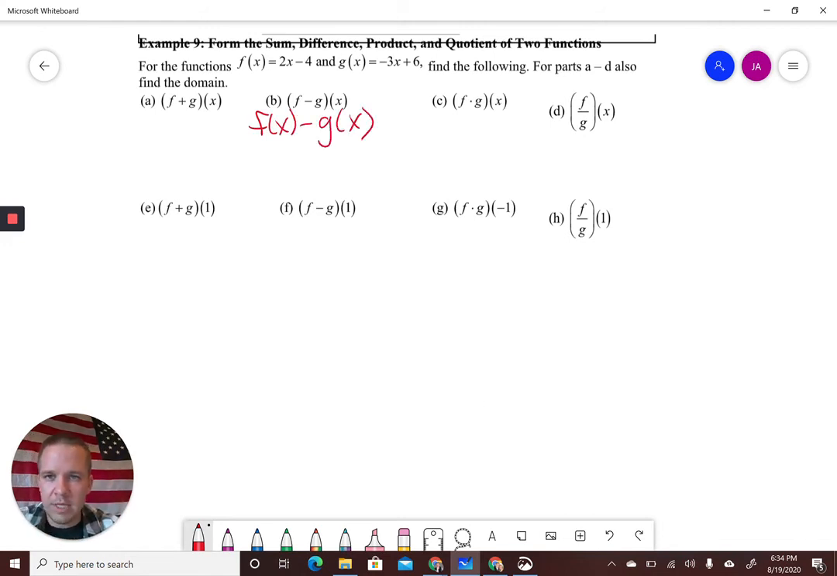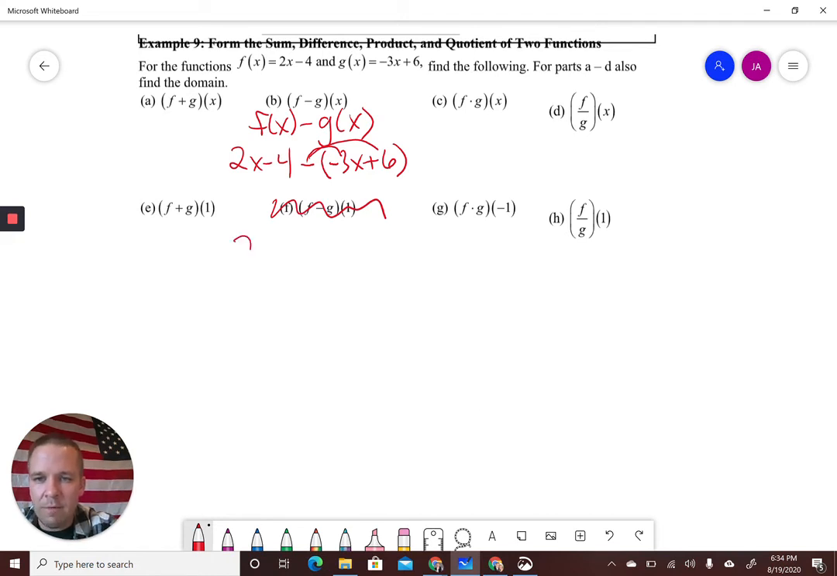So let's write that out. That would be 2x minus 4 minus, and I'm going to toss some parentheses there because we've got to remember to distribute that negative, right? That goes to both of these here, okay? Now, I'm just going to scribble this out and keep moving our way down. We won't do that one.